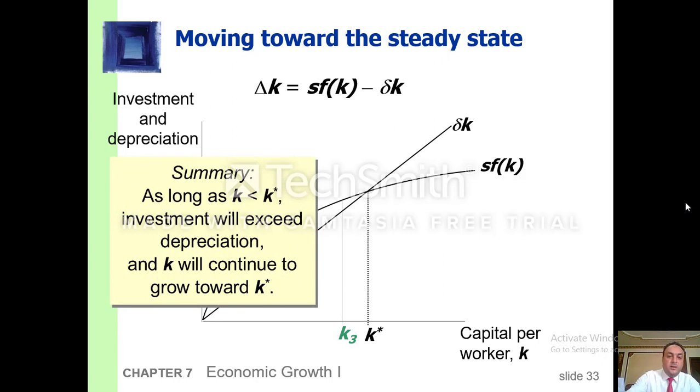As long as the K is less than K star, the capital is less than the steady state of capital stock, the investment will exceed the depreciation. And when we go back to K2 or K1 and so on, K is less than K star, so this means that investment exceeds the depreciation, and K will continue to grow towards K star.